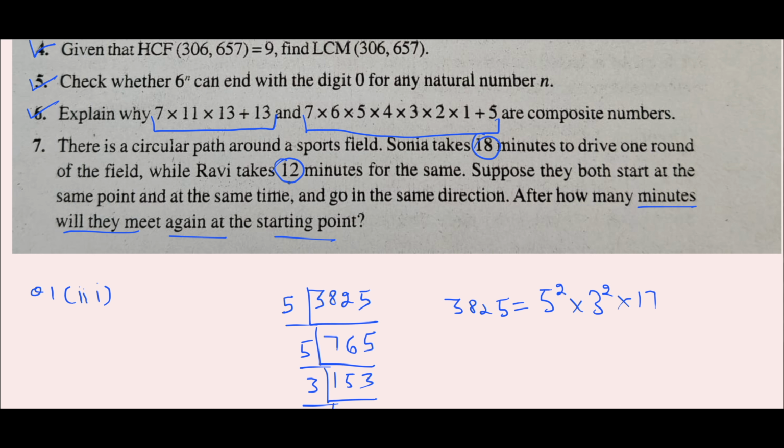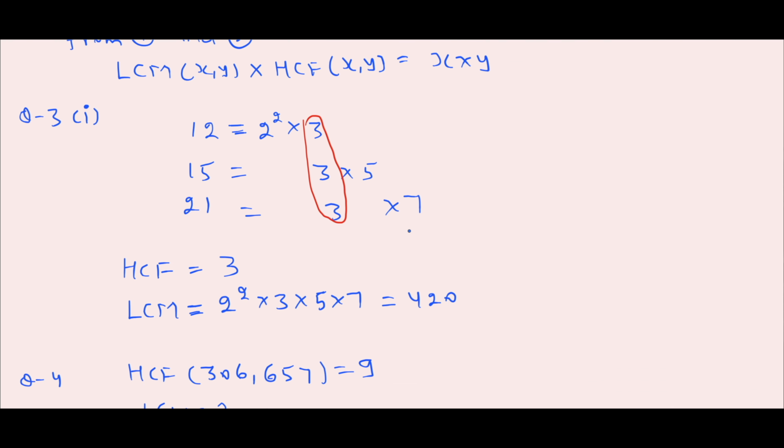And we have to find the common multiples of 18 and 12. So after how many minutes will they meet again at the starting point? If I have to find after how many minutes they meet for the first time at the starting point, that will be the LCM of 18 and 12. So let us try to solve it. Question number 7.